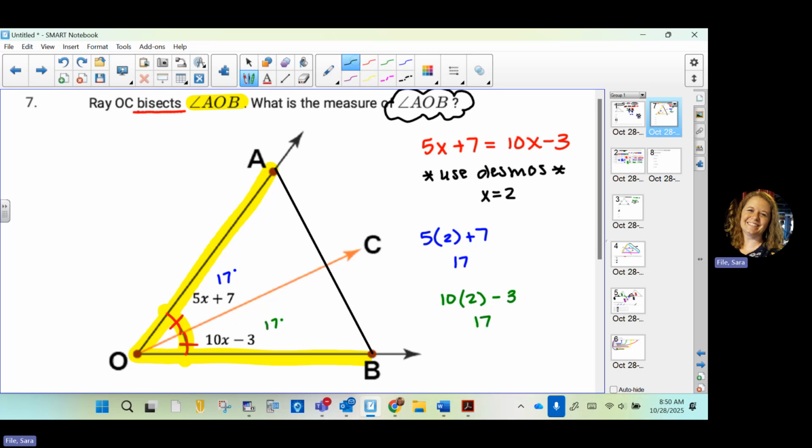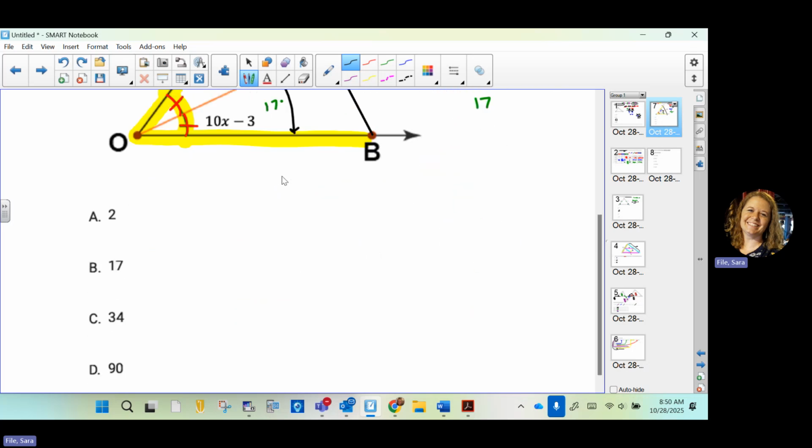So that entire angle, what they're asking for, would be what? What's 17 plus 17? Or 17 times 2, however you want to think of it. 34. So the whole thing is 34 degrees, which is what they're asking for. How many of y'all picked 17?